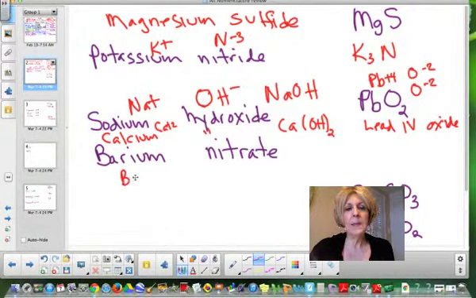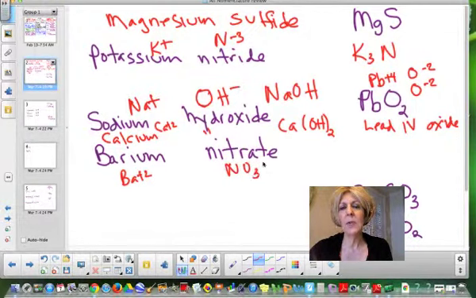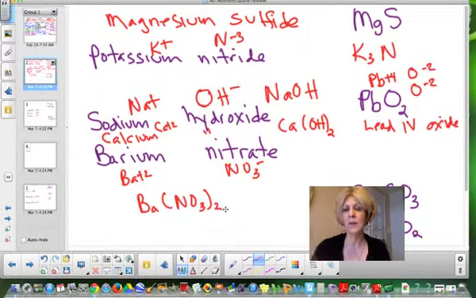Barium nitrate. Well, barium is a +2 charge, and nitrate is a polyatomic, NO3-. And so this is going to be an example of when I need a parentheses because I have a polyatomic ion and I need more than one of them. Barium nitrate.